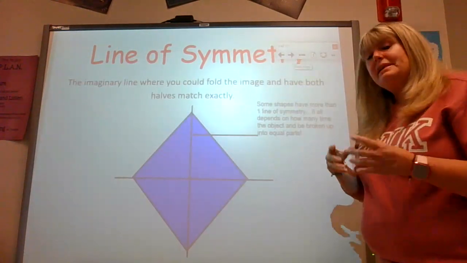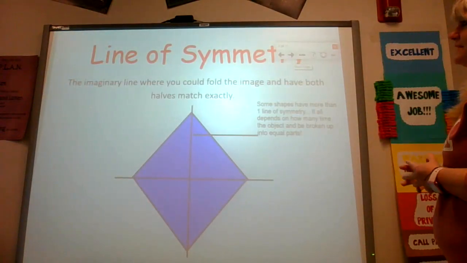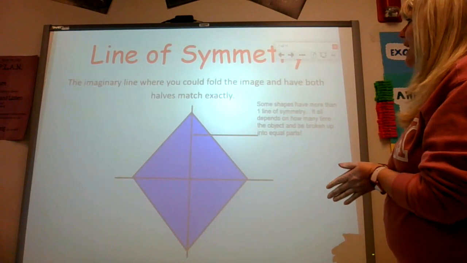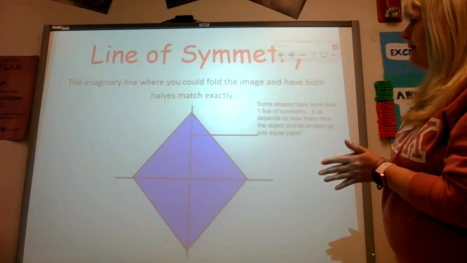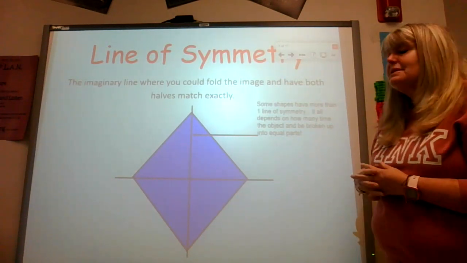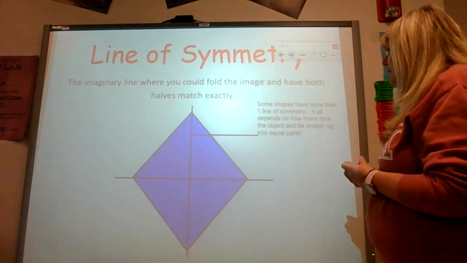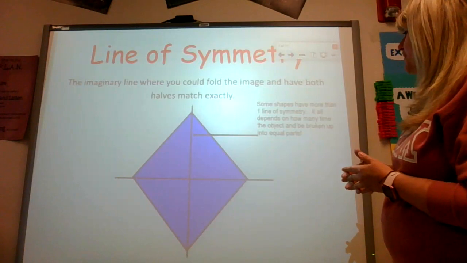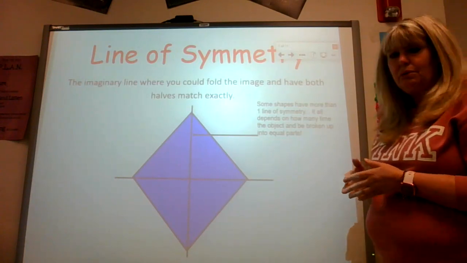Okay, it's an imaginary line. Okay, so the line of symmetry, the imaginary line where you could fold the image and have both halves match correctly. Now, some shapes have more than one line of symmetry. It all depends on how many times the object can be broken up into equal parts.